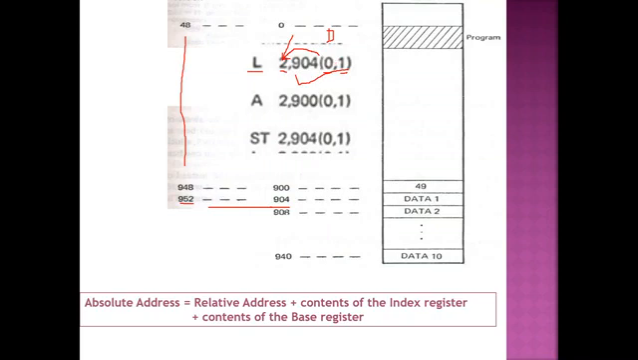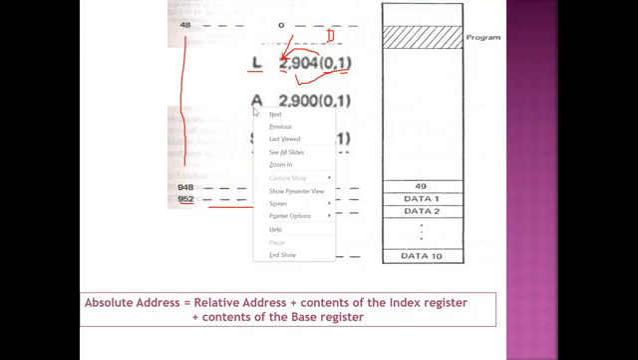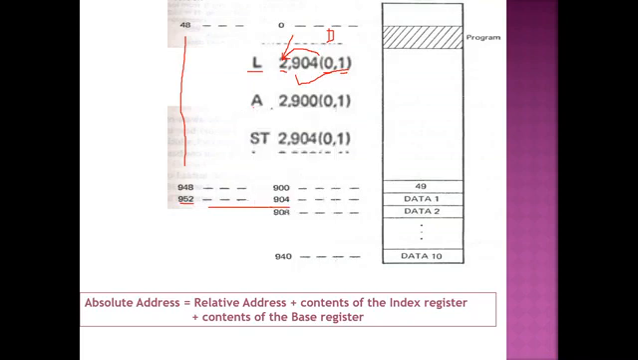Done. Next one: A means add instruction. I said A is add. The syntax is going to be like this: A space 2 comma 900 of 0 comma 1. From now on I'm not going to explain 0 comma 1; you should know that 0 comma 1 is index register, base register. I will now talk only about the relative values: A space 2 comma 900.